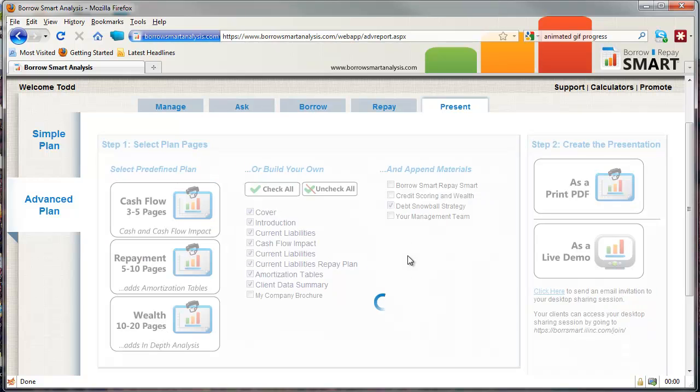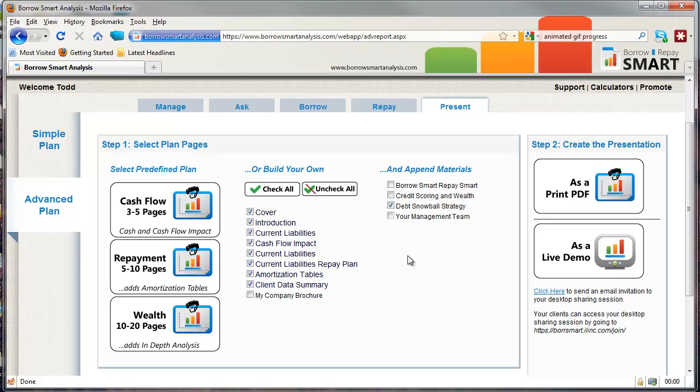And remember that debt snowball strategy, he can click that right here. If he really wants to add value, he might also click the credit scoring and wealth and provide them a couple of different things they can read. But he's created strategies to save them significant wealth.